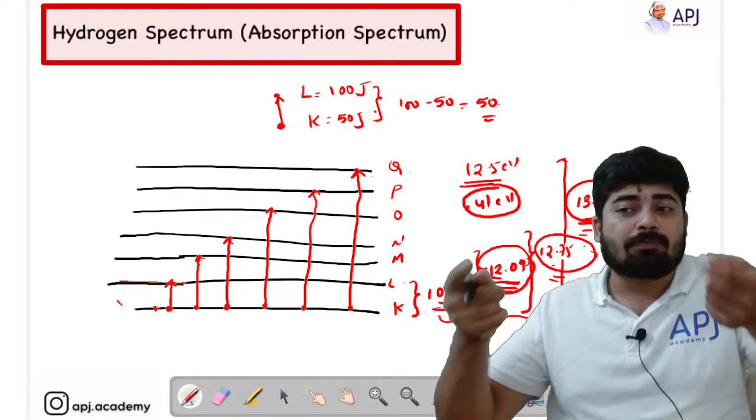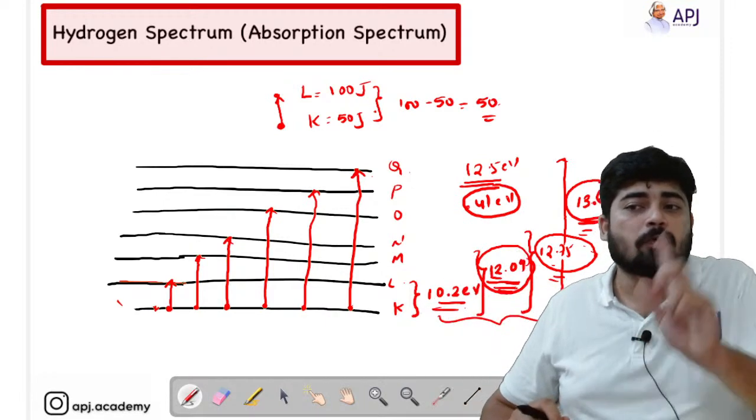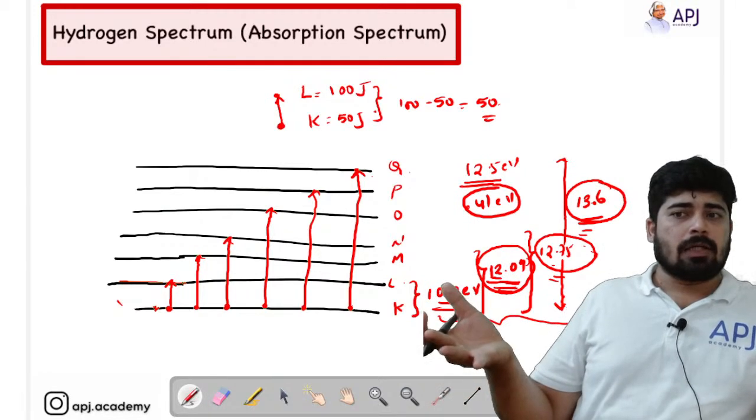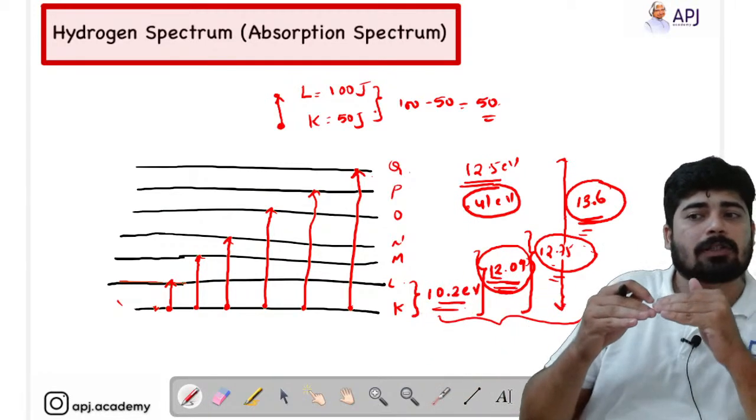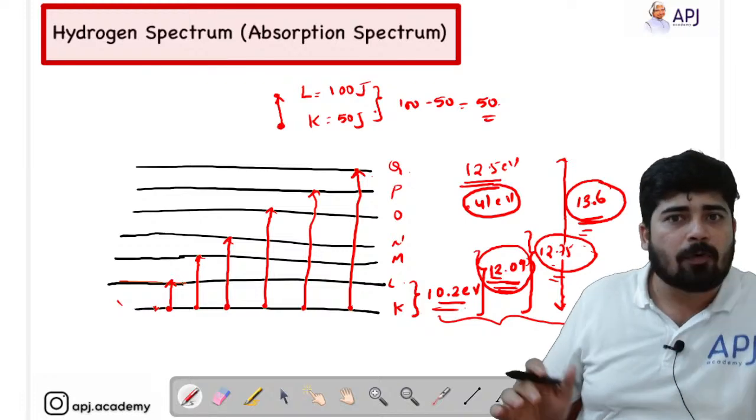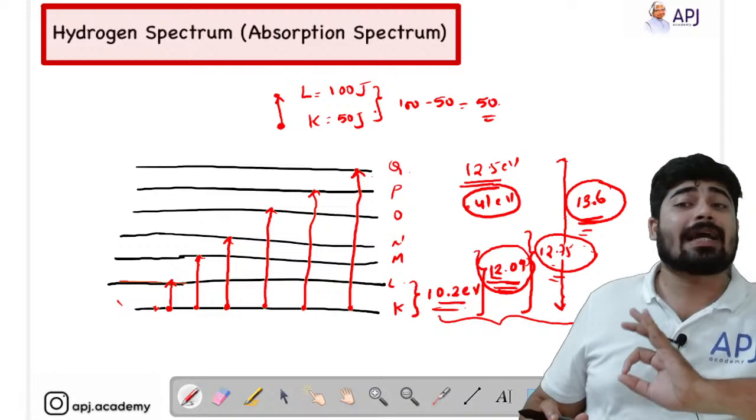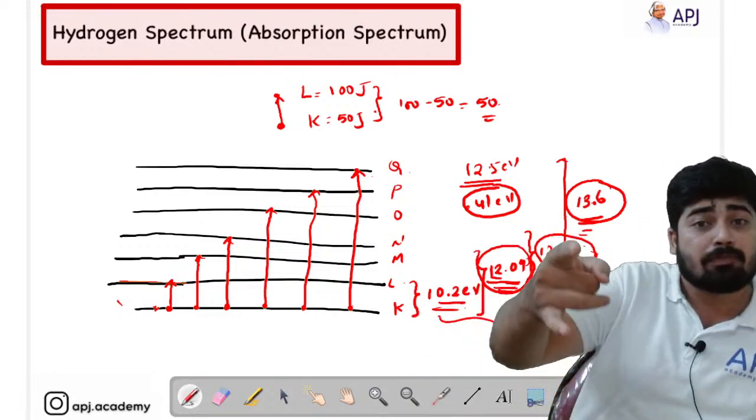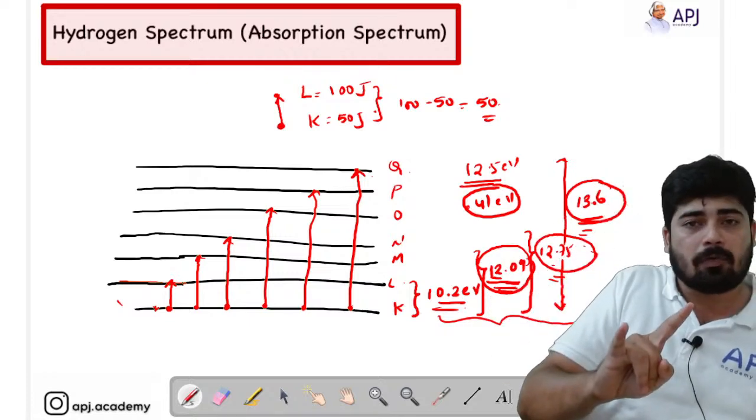If the electron is absorbing a value of 12.5, where will it end? It will end between the third orbit and the fourth orbit. Is there any orbit between 3 and 4? No. So it cannot absorb that certain amount of energy. What it will do is absorb 12.09 electron volt energy.